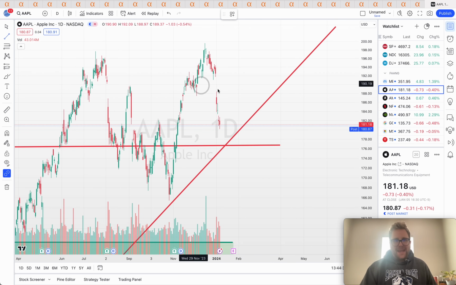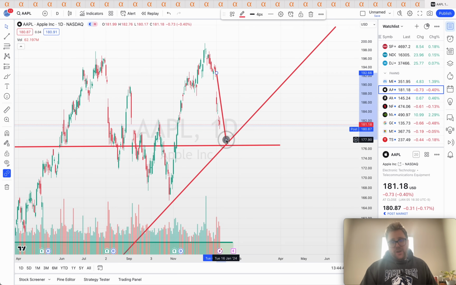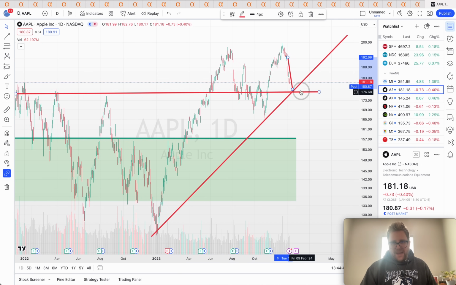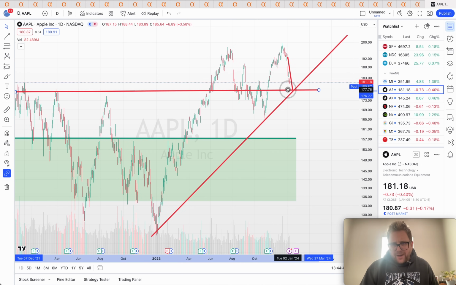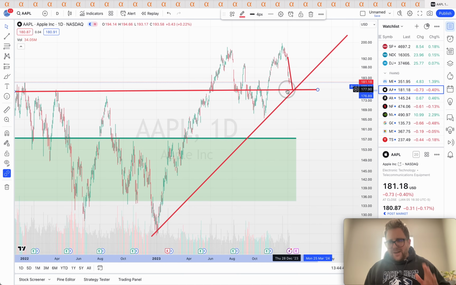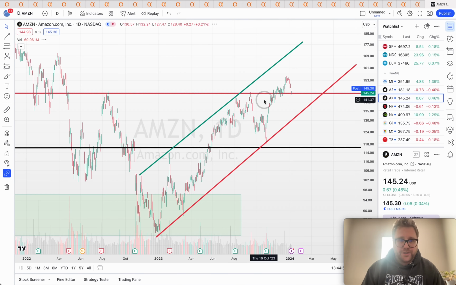Apple is making the reversal that I think we all thought was possible. You're making a beeline down to an area right here at about 175, 180. If you're dying to get into Apple, that's your first opportunity.